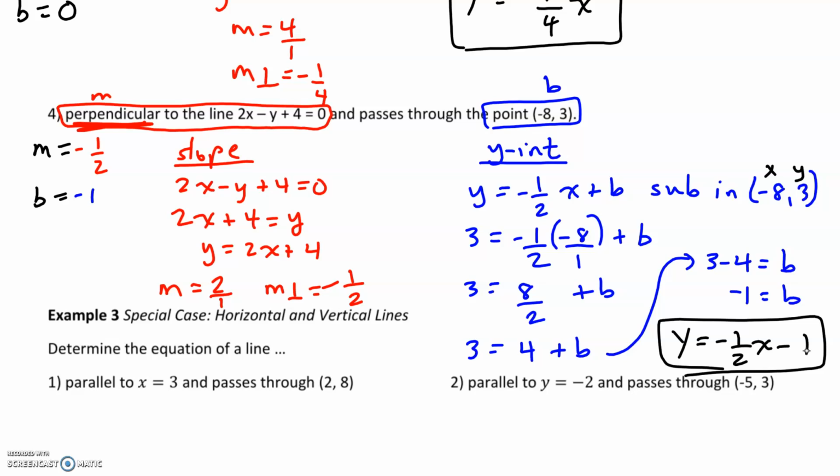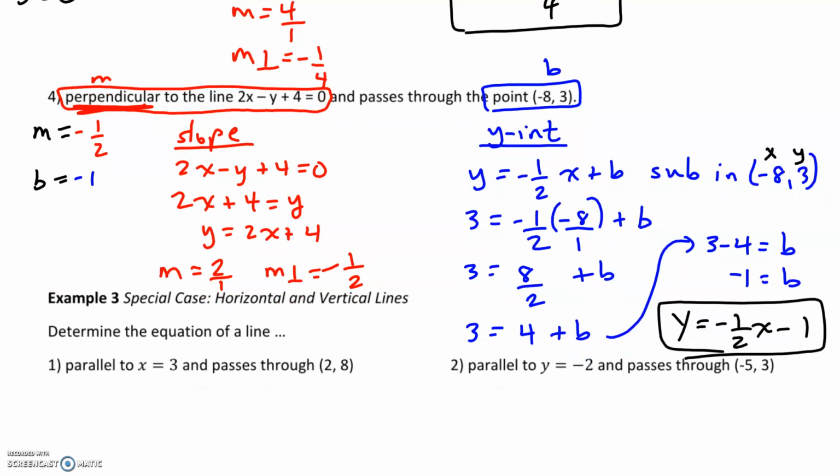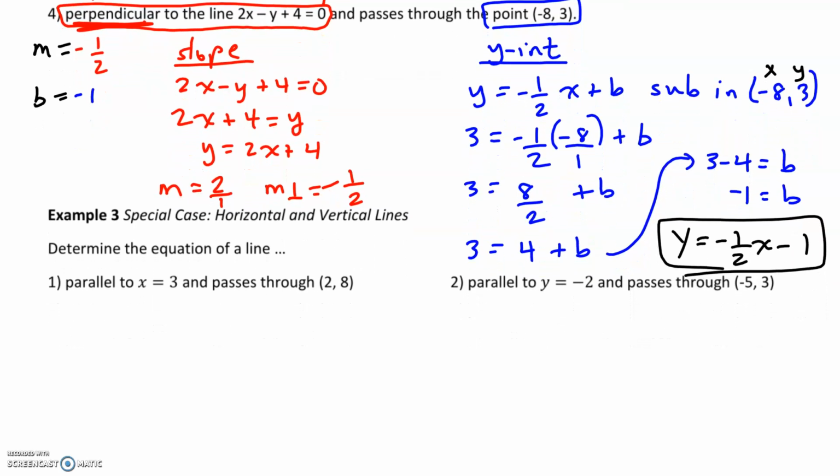Okay, that's the end of our parallel and perpendicular examples. And the last examples we're going to look at are the horizontal and vertical lines, special cases. So I'll come back and do that in our next video.